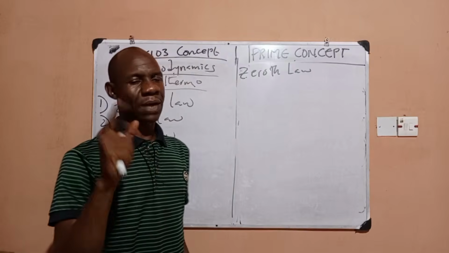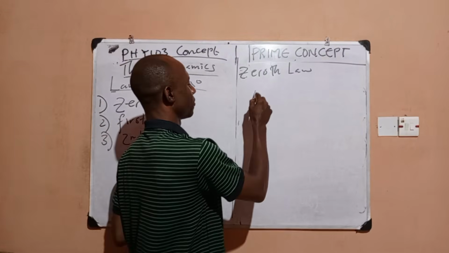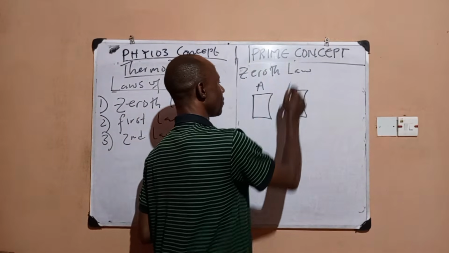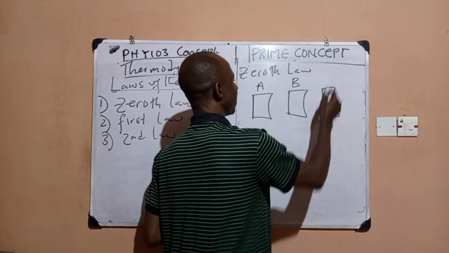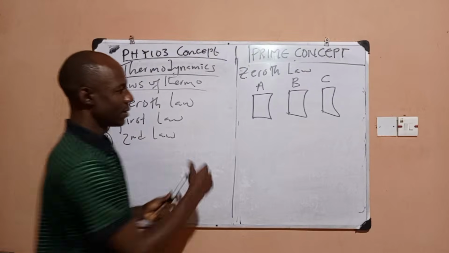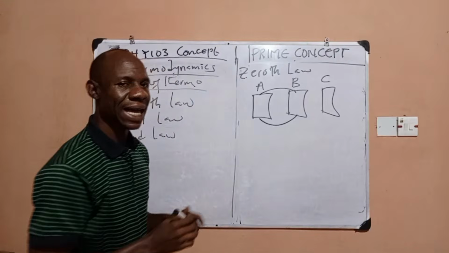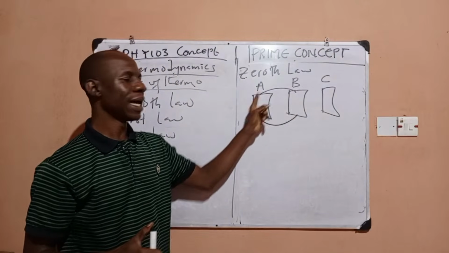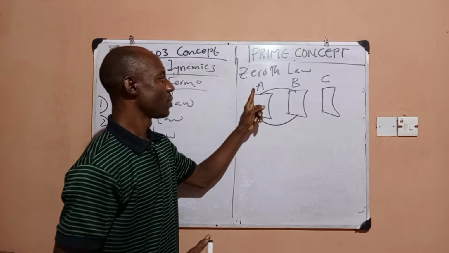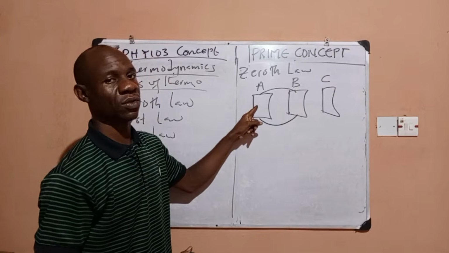So what does the law say? I want to just use an illustration to explain it. If you have three bodies, this is body A, you have a body B, and you have another body C. If A and B are in thermal equilibrium, what does that mean? When you say thermal equilibrium, the rate at which this is transferring heat to this is the same rate at which this is transferring heat to this, right?